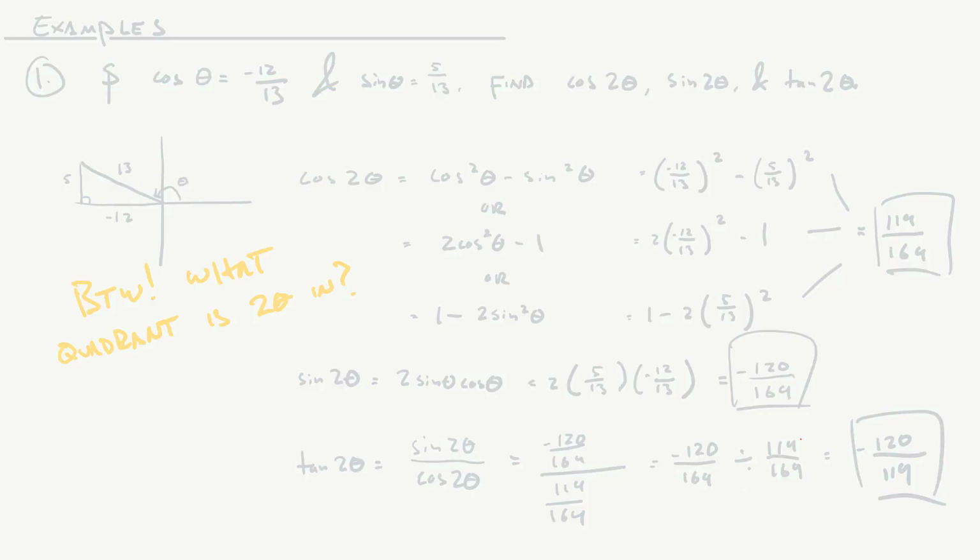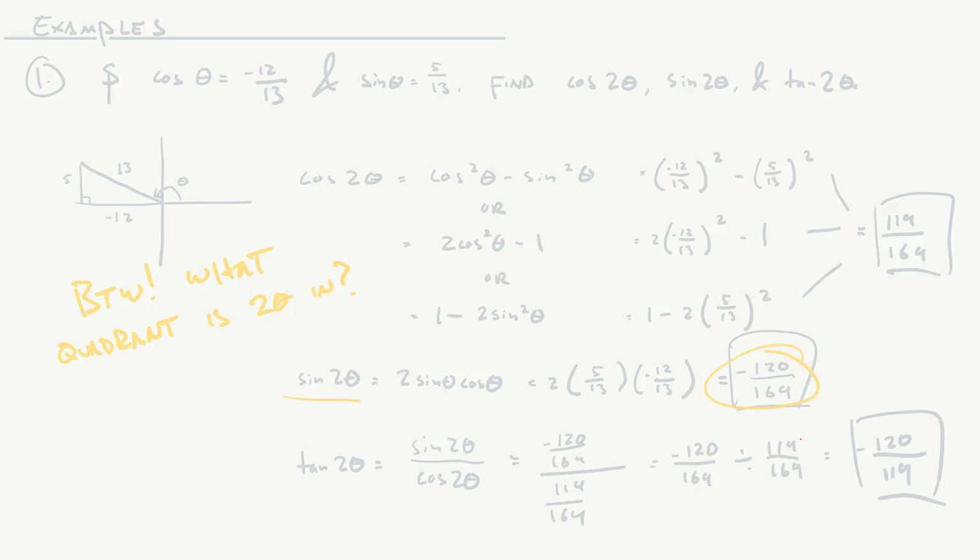By the way, before we move on, I wanted to discuss, oftentimes you might be asked, what quadrant is 2 theta in? We know theta is in quadrant 2, but what quadrant is 2 theta in? If we double the angle, what quadrant are we lying in? Well, to figure that out, look at what we got for sine and for cosine of 2 theta specifically. The cosine of the double angle, the cosine of twice the angle, is a positive number. We got 119 over 169. The sine of the double angle is negative.